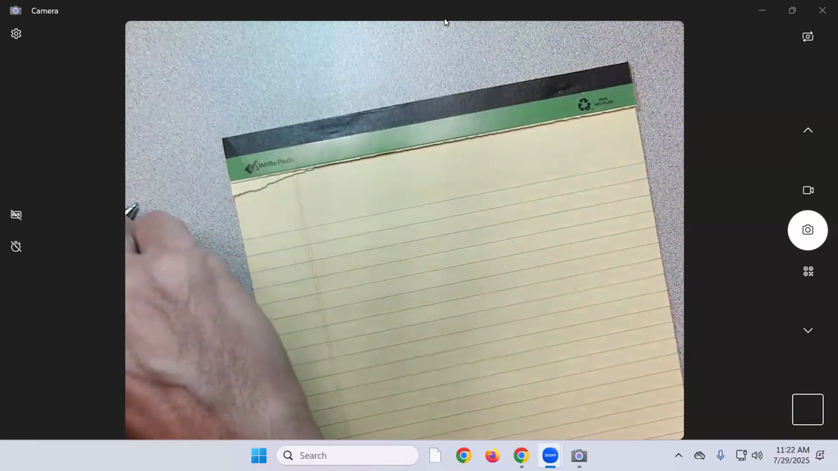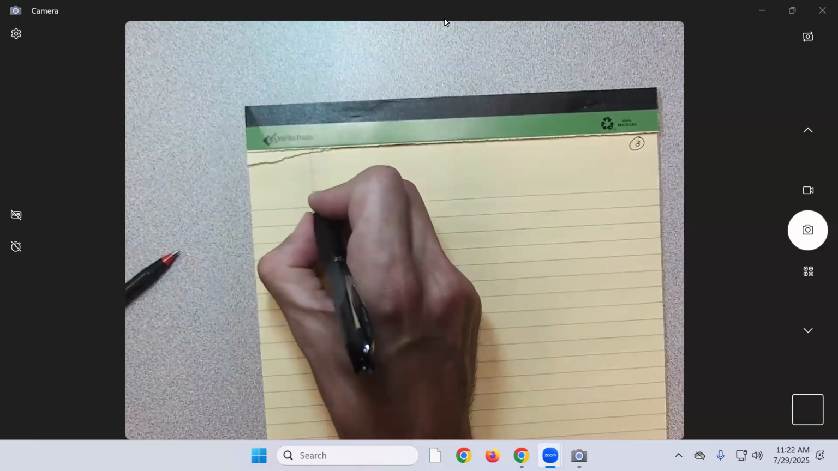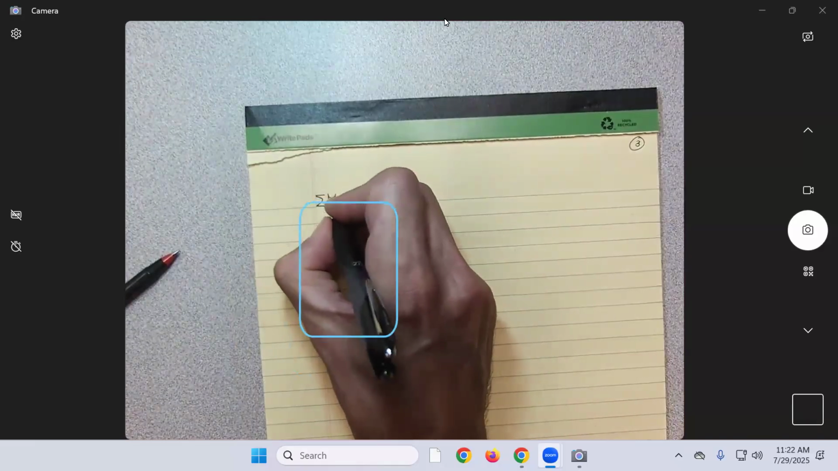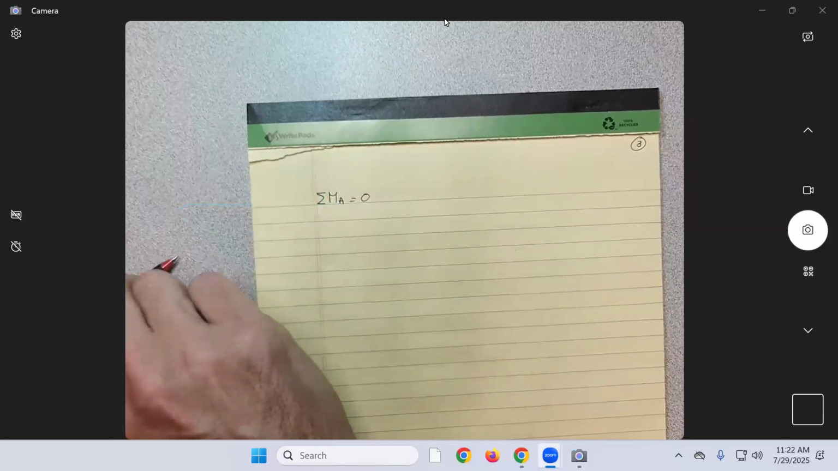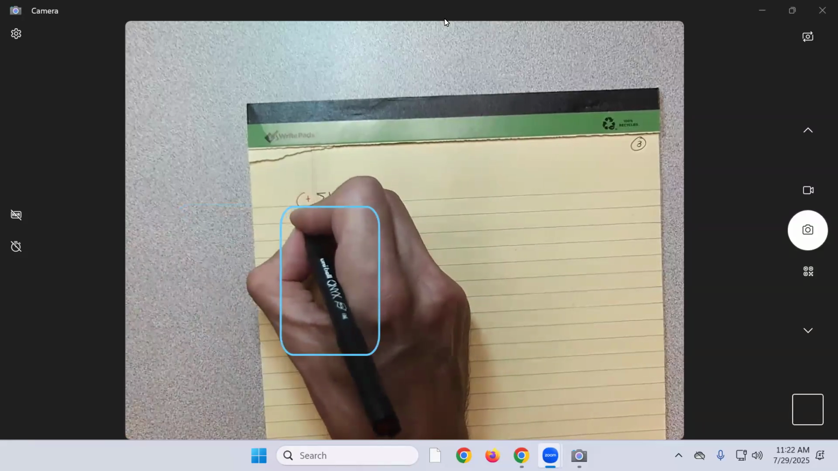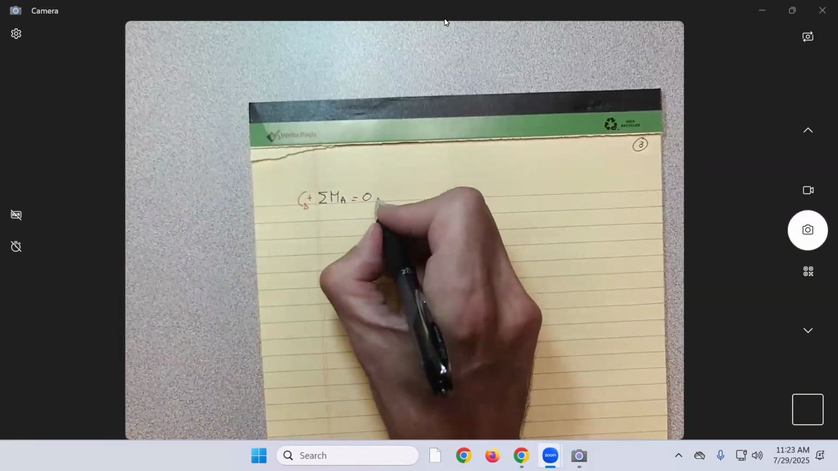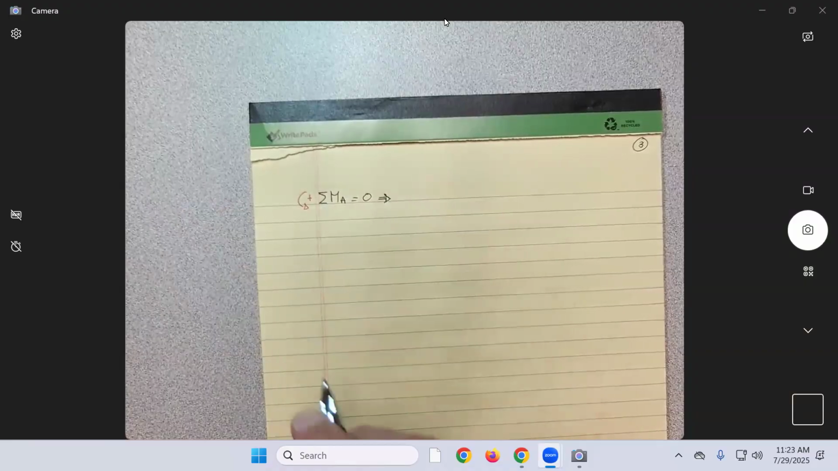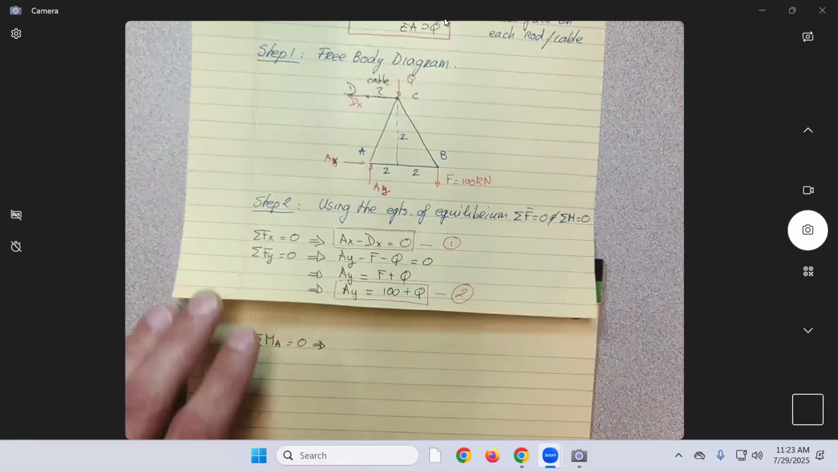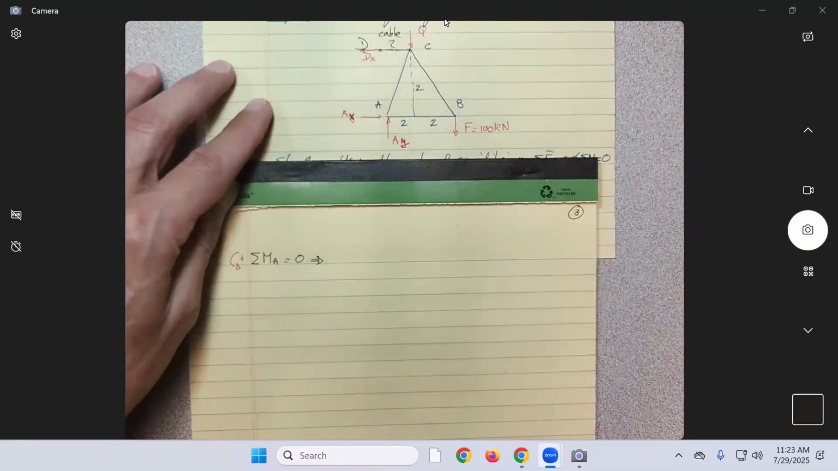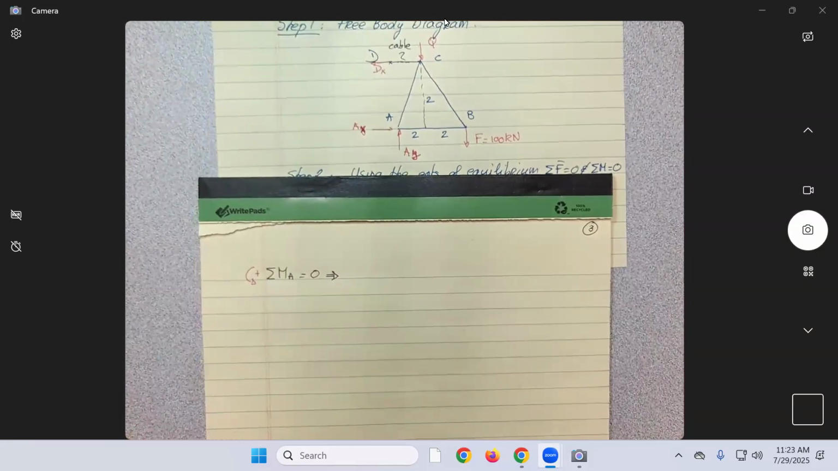When we take the moment equation, we always need to specify about which point we're taking the moments. So we're going to say over here, we take the moments about point A. We also need to specify in which direction the moments would be positive: counterclockwise. So if we look at the figure, AX, AY go through point A, so they don't create any moment.